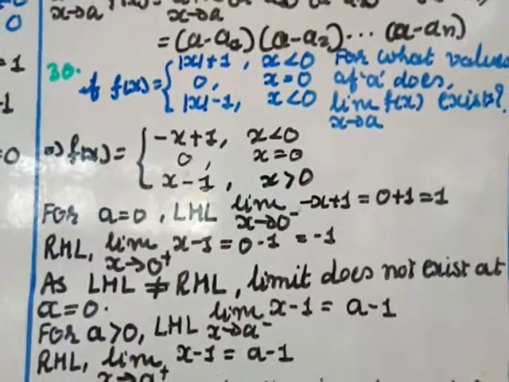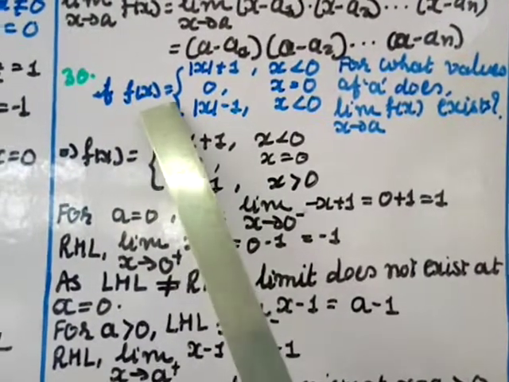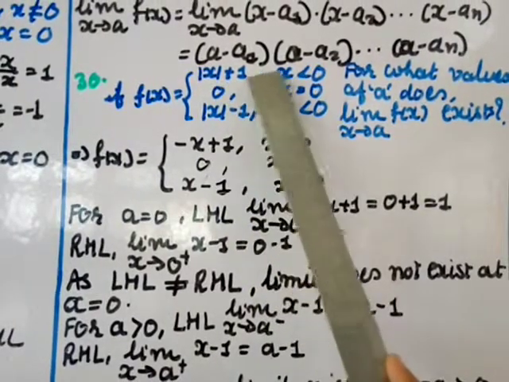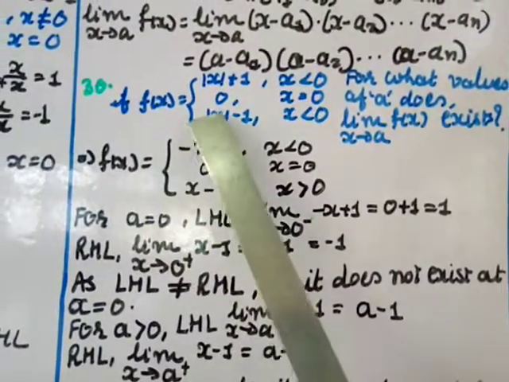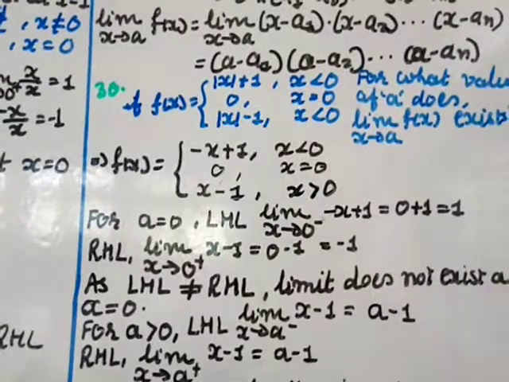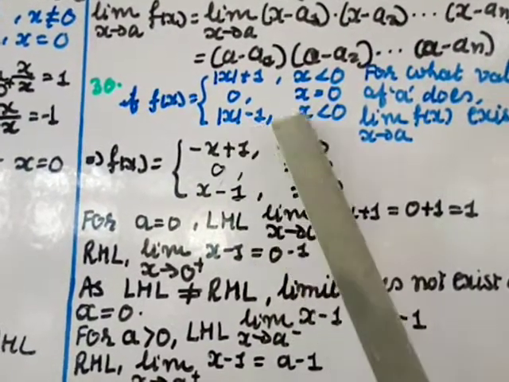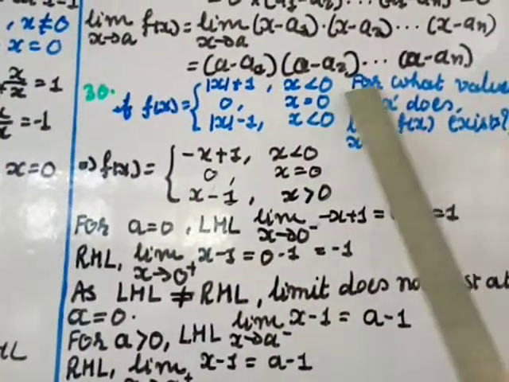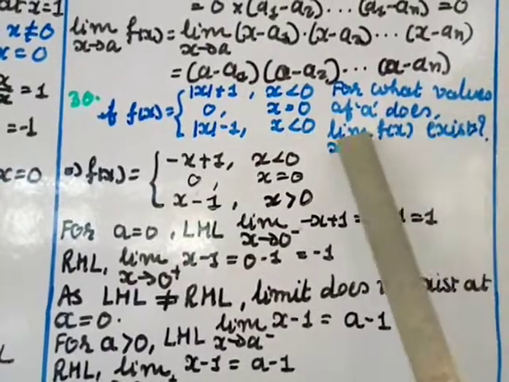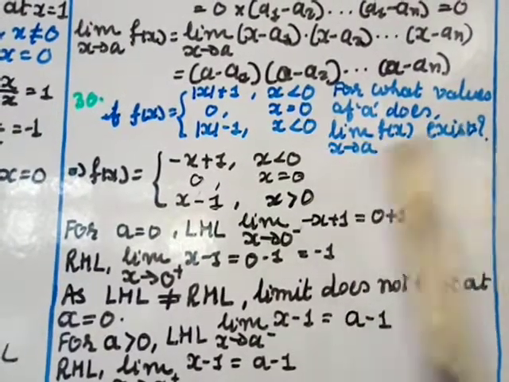Question number 30. If f(x) is equal to modulus of x plus 1 for x less than 0, 0 if x is equal to 0, and modulus of x minus 1 if x is greater than 0. For what values of a does the limit x tends to a of f(x) exist?